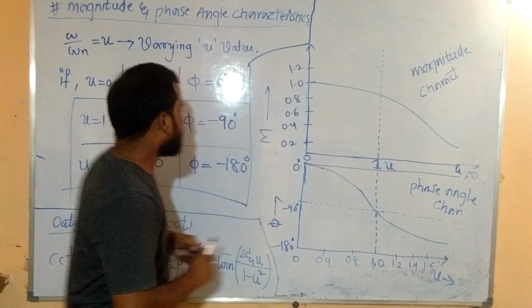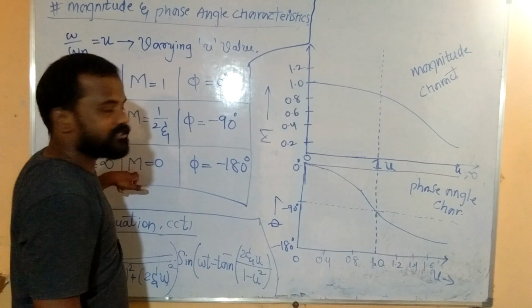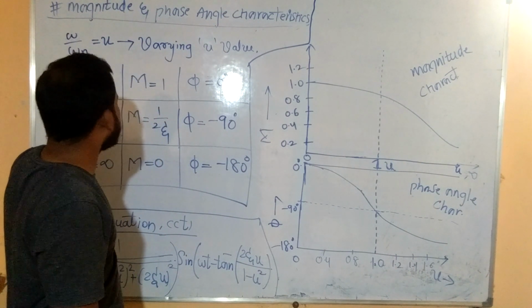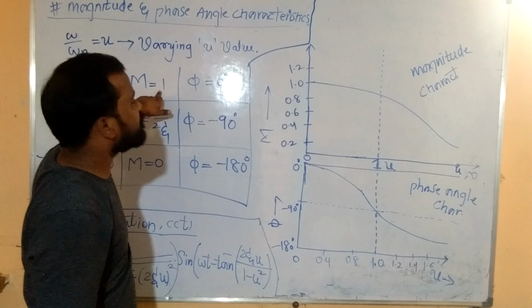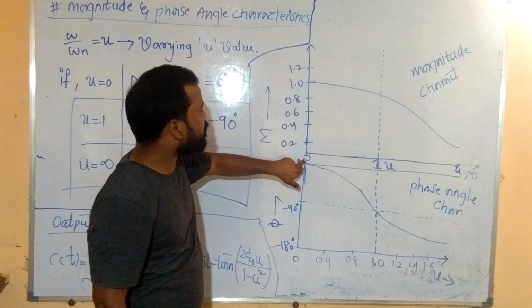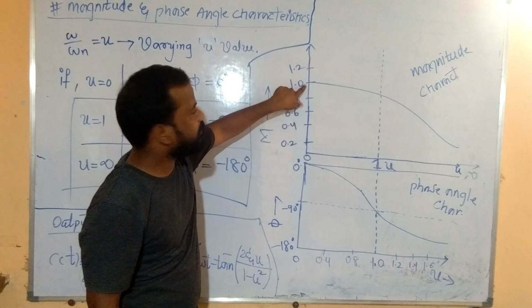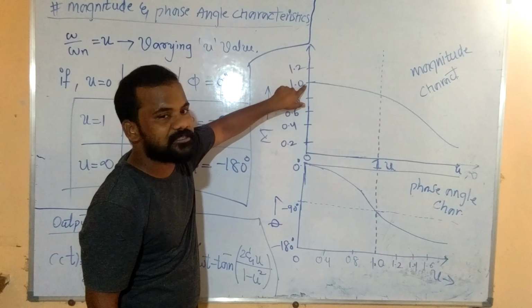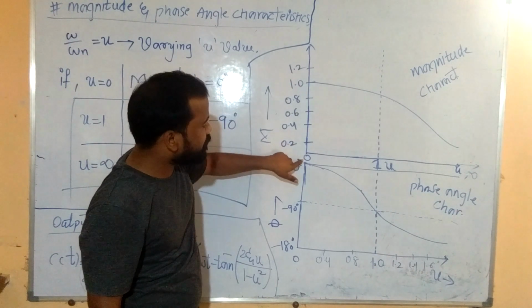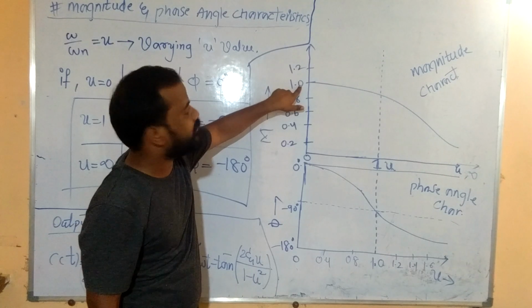Okay, so then how to draw the magnitude characteristic with the help of the different values of u. So u is equal to 0, m is equal to 1. It means when u is equal to 0, m is always 1. Clear? It means the characteristic always starts from this point, because at u equal to 0 the value of m is equal to 1.